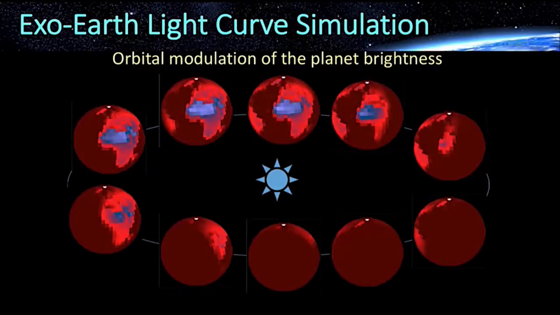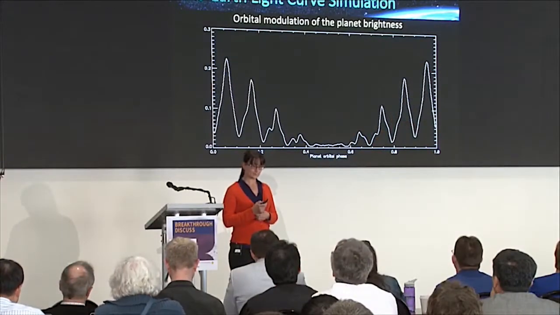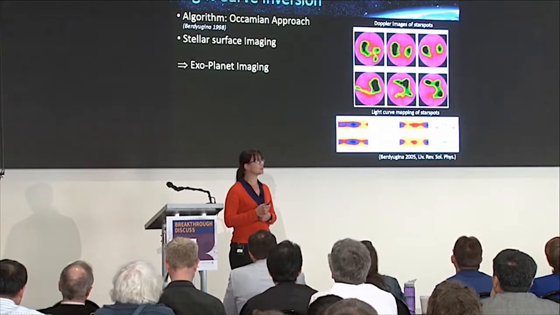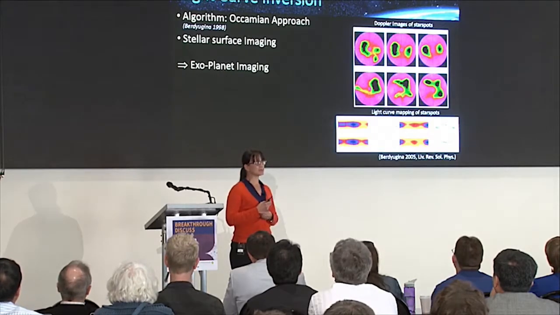But now, if we look even further away, then we can see the planet reflecting light of the star at different orbital phases, like we see on Venus or Mercury from the Earth. We can actually see variations of that light curve at different illumination phases. And the inversion of this light curve would help us already to see some details on the planetary surface.